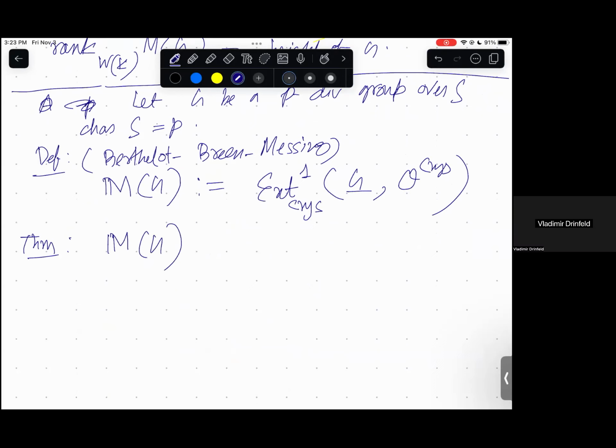So here, are you working with the big crystalline site or the small? What kind of crystalline site do you consider? Right, so we should work with the big crystalline site of S. Yes. And as before, this is a crystalline site over Z_p. So you allow thickenings which are not in characteristic p. Right, exactly.